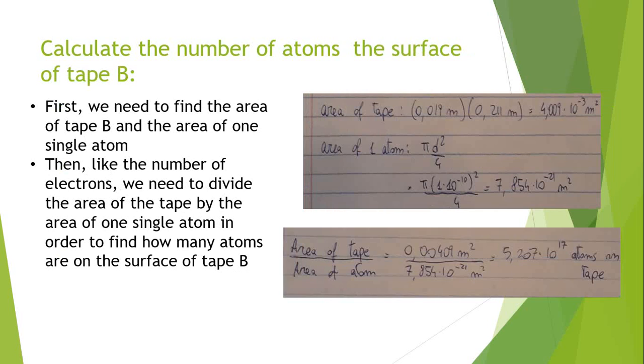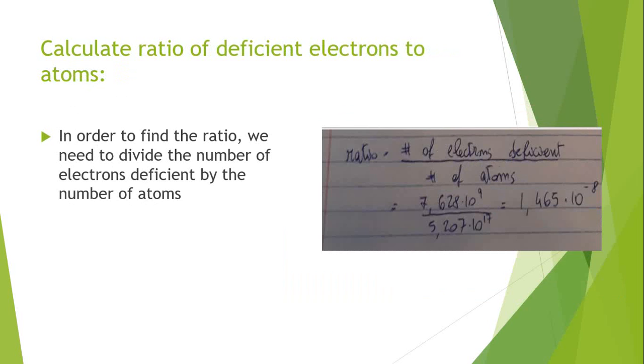In order to find the number of atoms on the surface of tape B, I first calculated the area of the tape and then the area of the atom. I assumed that the atom has the shape of a sphere, and this was the formula to calculate the area of a sphere. Then I divided the area of the tape by the area of the atom, and I found that the number of atoms was 5.207 times 10 to the 17. Then the ratio of missing electrons to atoms was 1.465 times 10 to the negative 8.